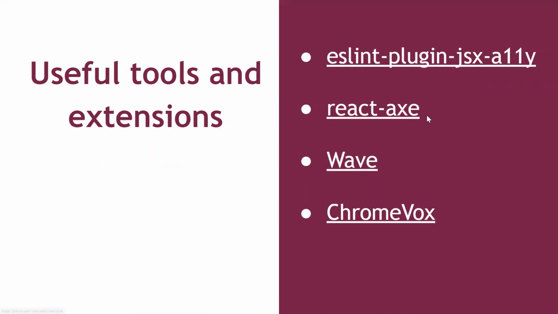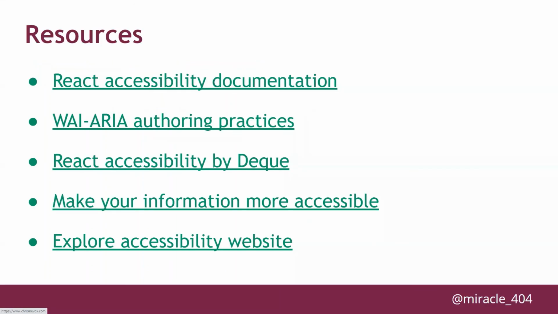Then there is React Axe. Wave, we already saw how we can use it. There is something called ChromeVox. This is a Chrome-based screen reader. If you don't want to install anything on your machine, you can use ChromeVox, and this will act as a screen reader in your Chrome browser. So these are some of the resources which you can use to read more about React accessibility.